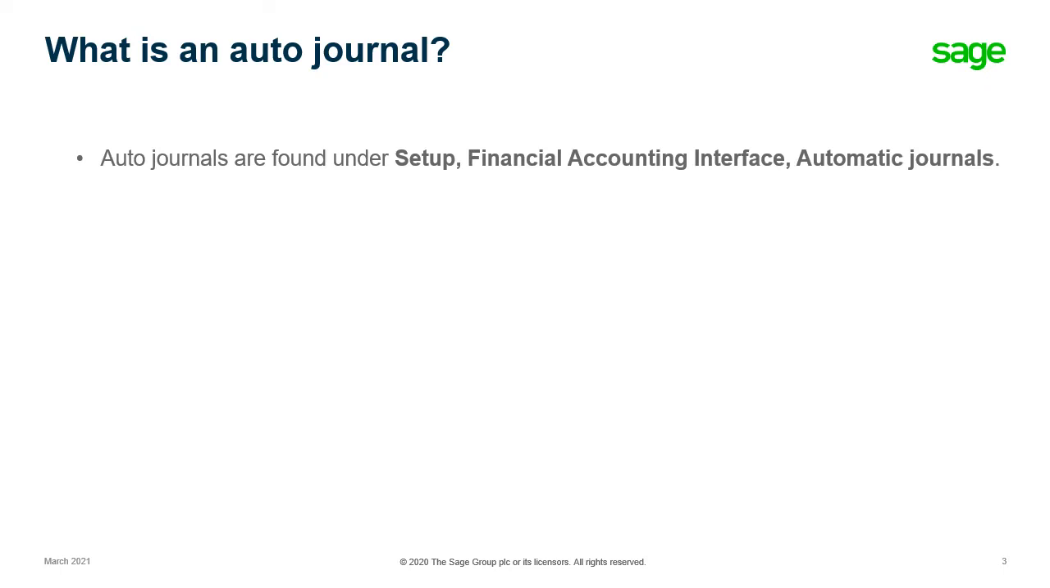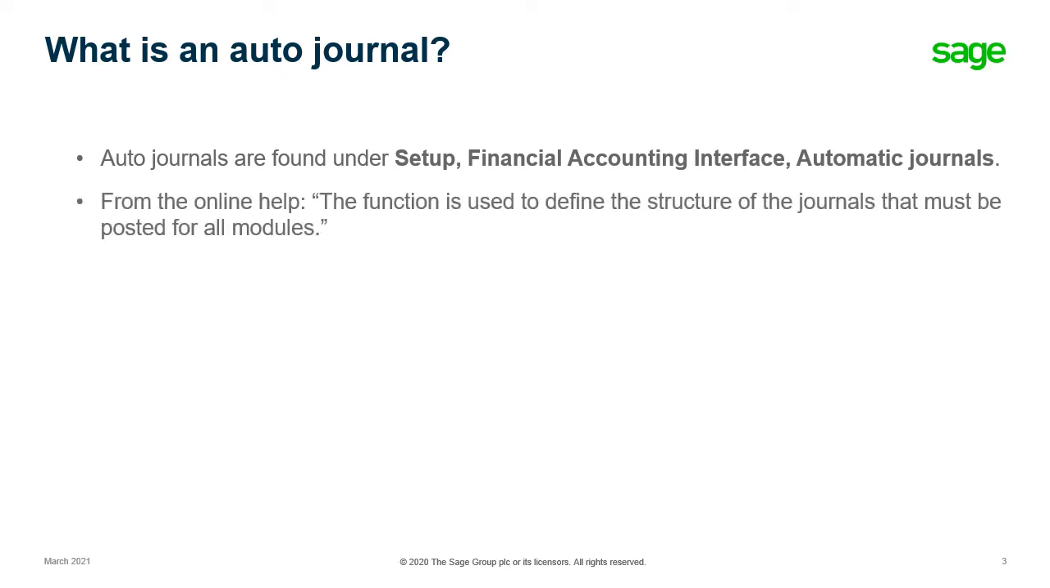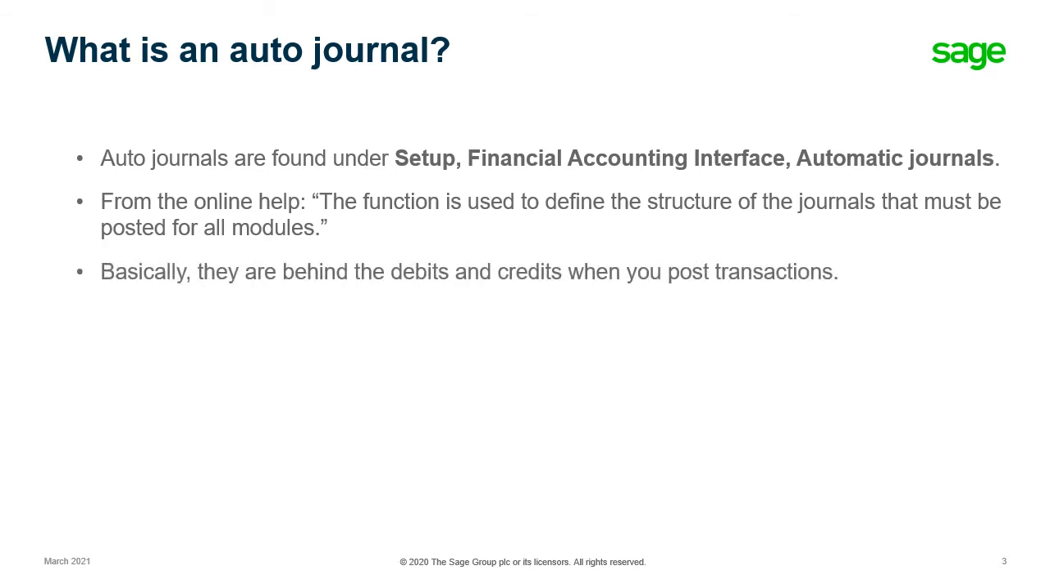So what is an auto journal? Now, auto journals are found under Setup Financial Accounting Interface Automatic Journals. And from the online help, we learn the function is used to define the structure of the journals that must be posted for all modules. So basically, they are behind those debits and credits when you post transactions.